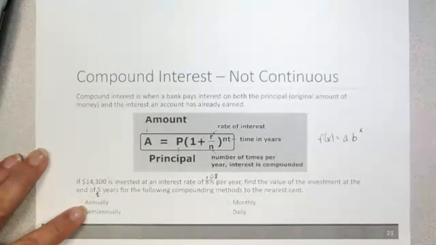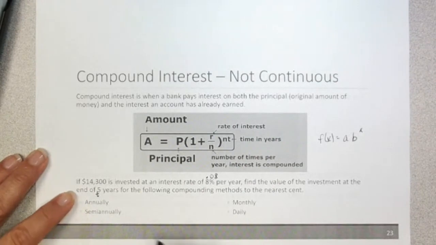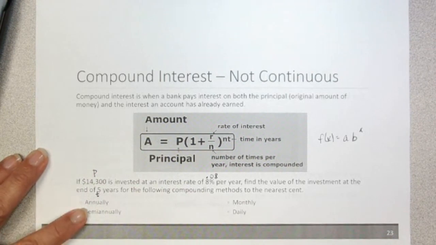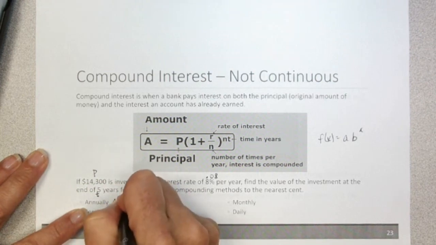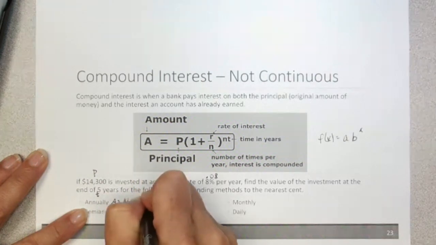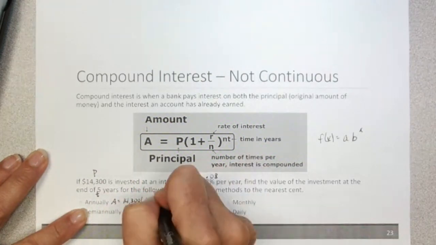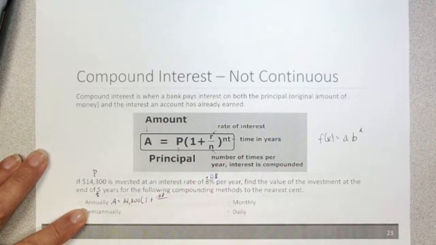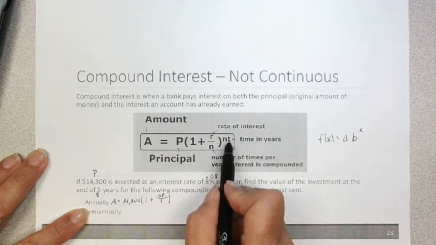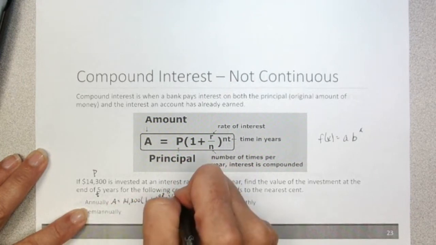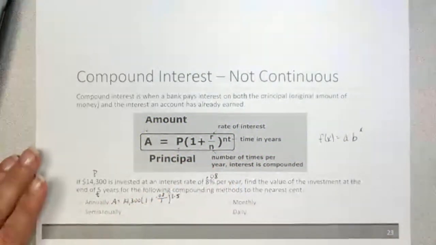If it's being compounded annually, what is my principal amount? Well, there it is. My principal amount is the $14,300 that I had initially. So if I'm only compounding once per year, my future value, my A, is going to be that principal amount, $14,300 times 1 plus my interest rate of 0.08 divided by how many times am I compounding per year? If it's annually, I'm only compounding once per year. Divided by 1, raised to the 1 times 5 power, since T here is 5.